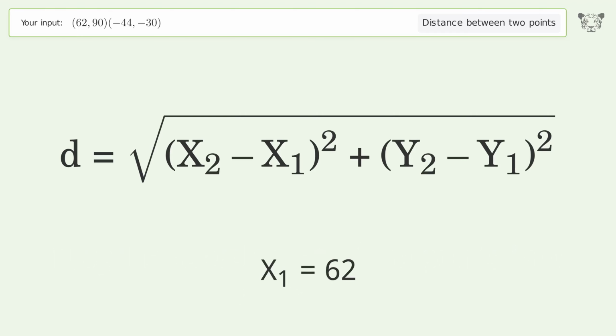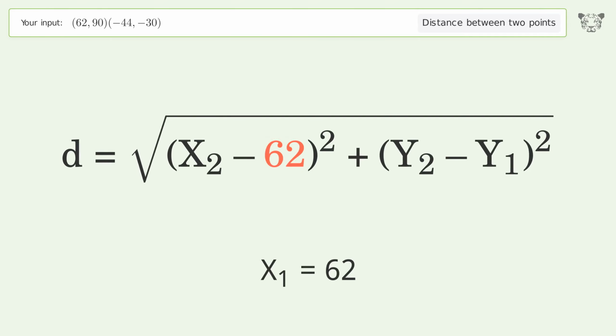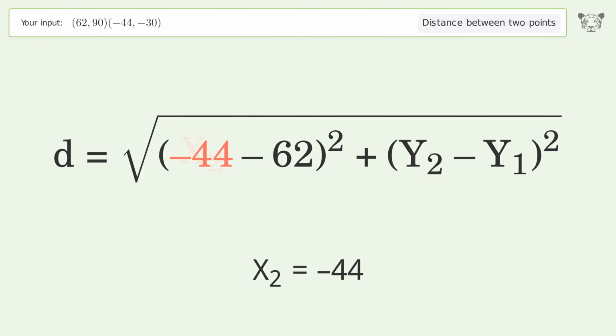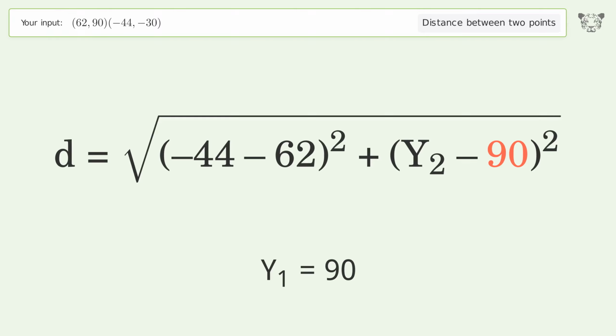x1 equals 62. x2 equals negative 44. y1 equals 90. y2 equals negative 30.